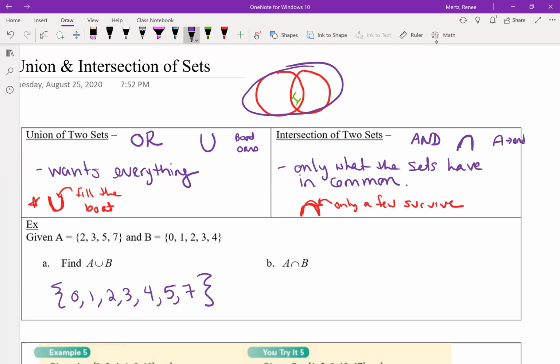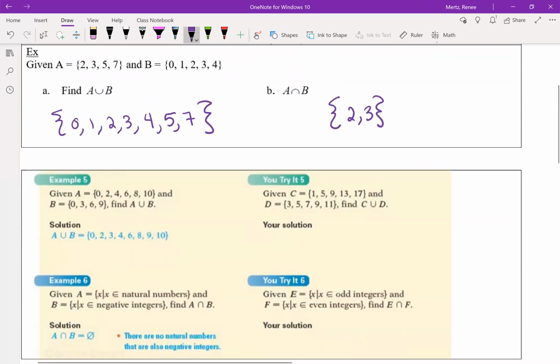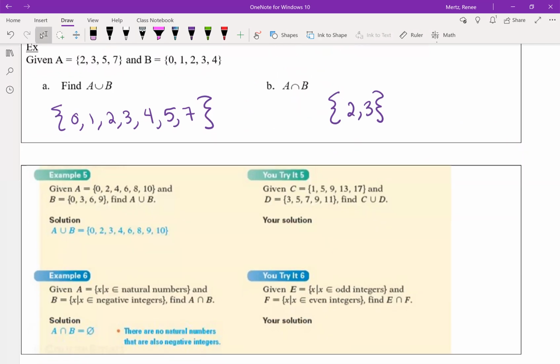And is what do they have in common? So if I'm looking at these, what do they have in common? In common, they have a 2 and a 3. So just 2 and 3. Could you take a pause and try until you try it? Then I'll talk about them. Thank you for trying them.